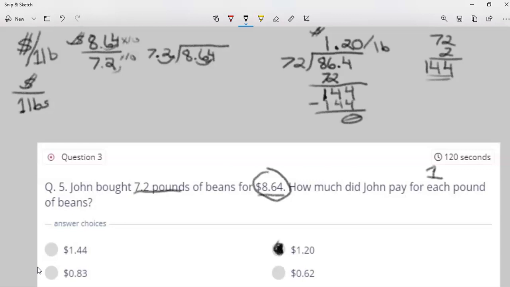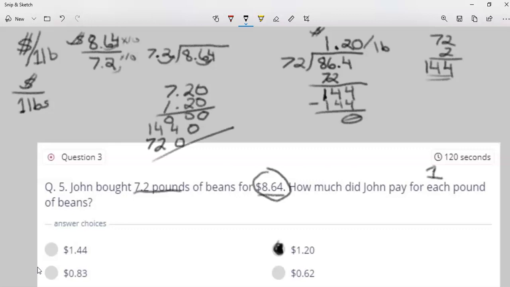If you wanted to check that, we could take our 7.2, add a 0, times $1.20, do some long multiplication. 0 times all of these would be 0, 0, 0. 2 times 0 is 0. 2 times 2 is 4. 7 times 2 is 14. 1 times 0 is 0. 1 times 2 is 2. 7 times 1 is 7.